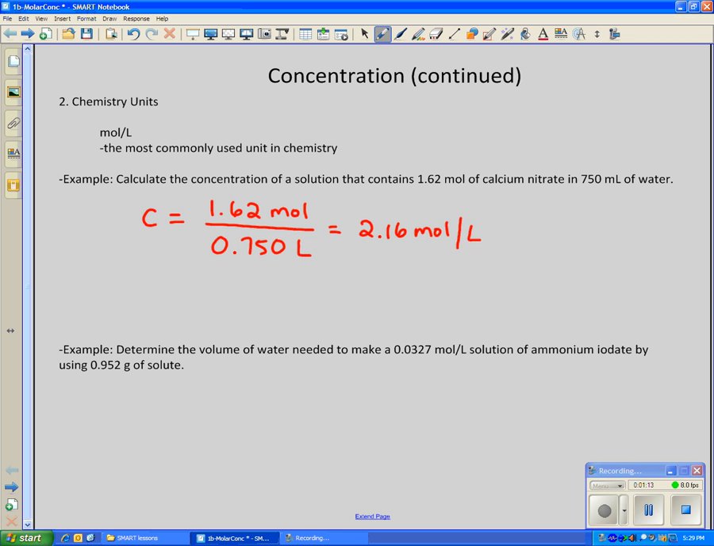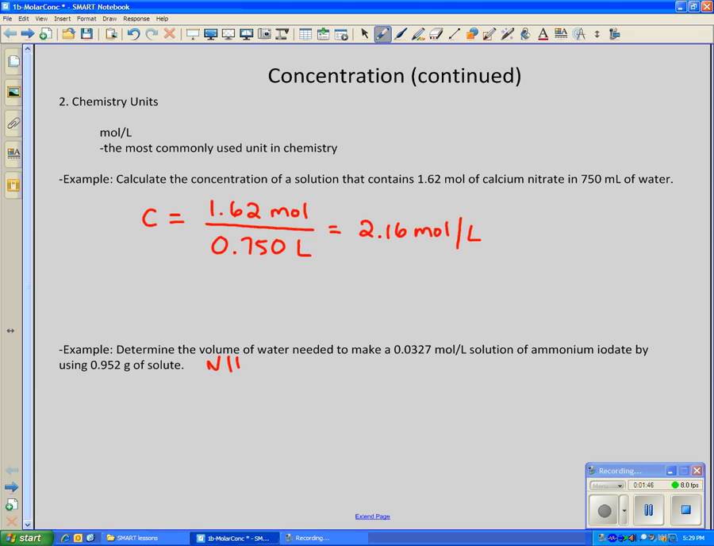The second example is a little bit more complicated, but we'll still work it out the same way, using our units as a guide of what we want to end up with. Determine the volume of water needed to make a 0.0327 mole per liter solution of ammonium iodate by using 0.952 grams of solute. The ammonium iodate is the solute, and because we have grams, but we're going to need moles, we need to know the chemical formula for that compound and its molar mass.